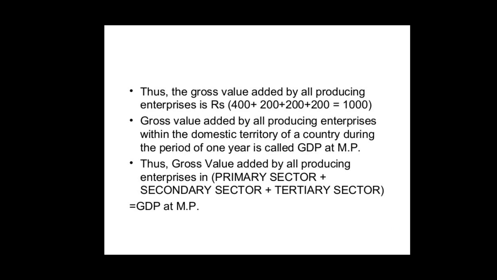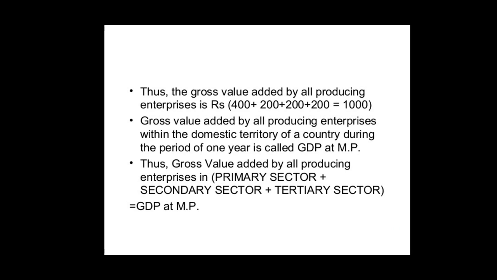Students, we know that gross value added by all producing enterprises within the domestic territory of a country during the period of 1 year is called gross domestic product at market price. So rupees 1000 is thus the gross domestic product at market price. Let us now take the economy as a whole.